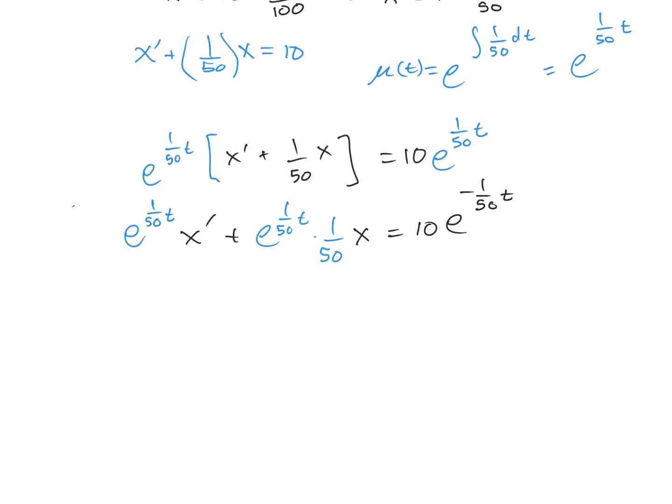We now recognize the left-hand side as the derivative of the product e to the 1 over 50 t times an x that was differentiated to make this, 10 times e to the, and that's not negative, that is positive. My apologies, I don't know where that came from. All right, and that's e to the 1 over 50 t. And in our next video, we will go in and we will integrate both sides of this with respect to t.